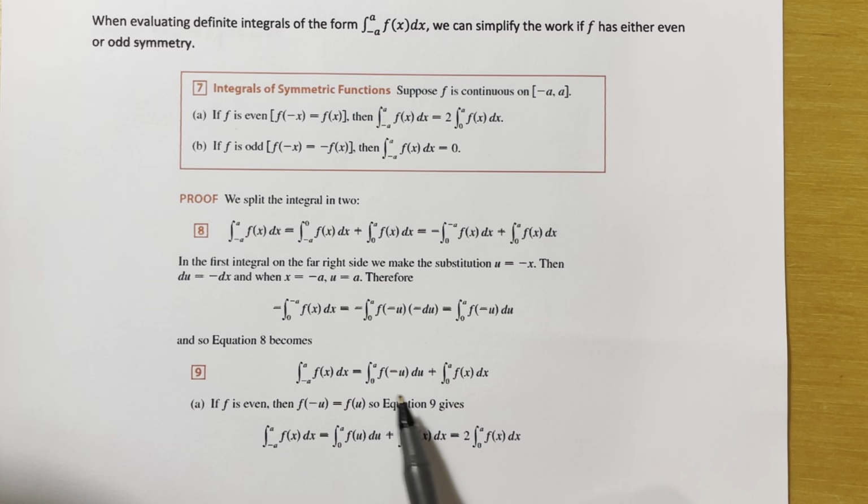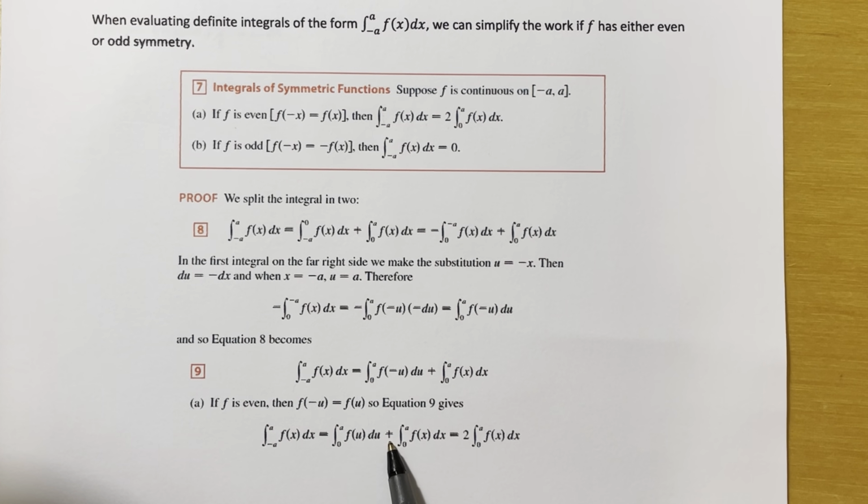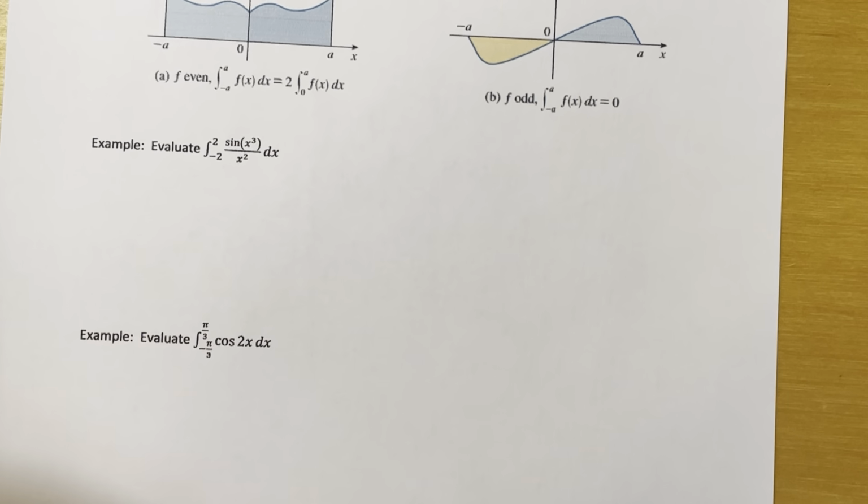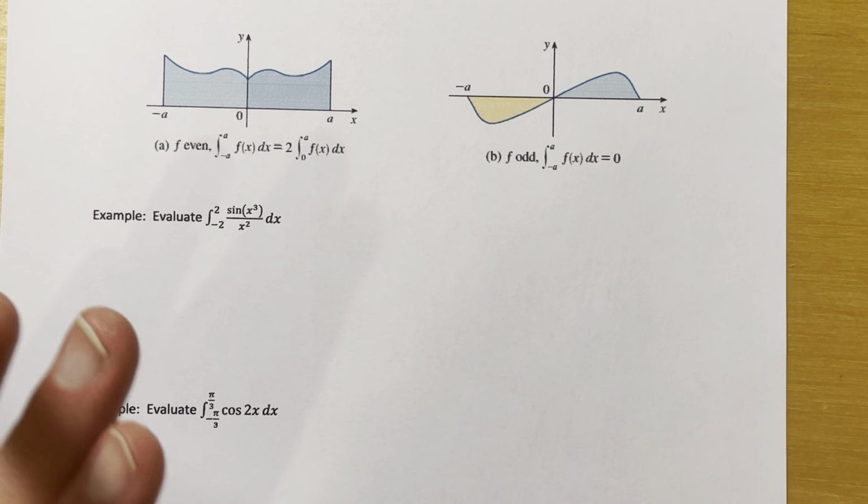If we have an odd function instead, then this negative gets brought out of the integral completely, and now I have negative this integral plus this integral, and they cancel each other. That's where the 0 comes from. Okay? Graphically, it's not too hard to see where this is coming from.